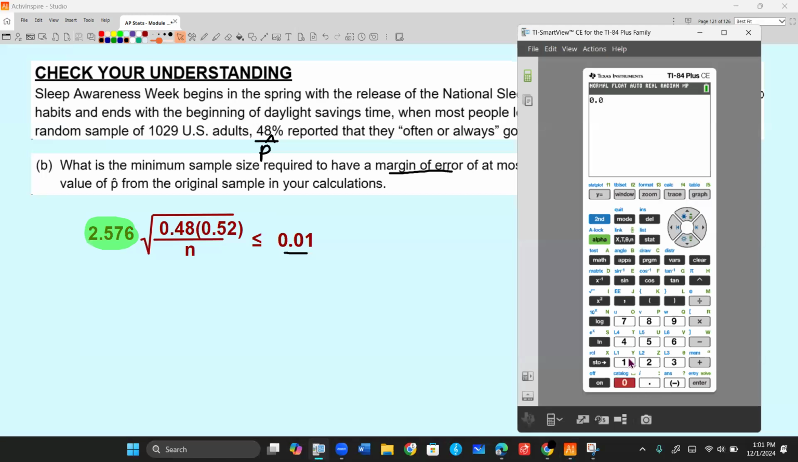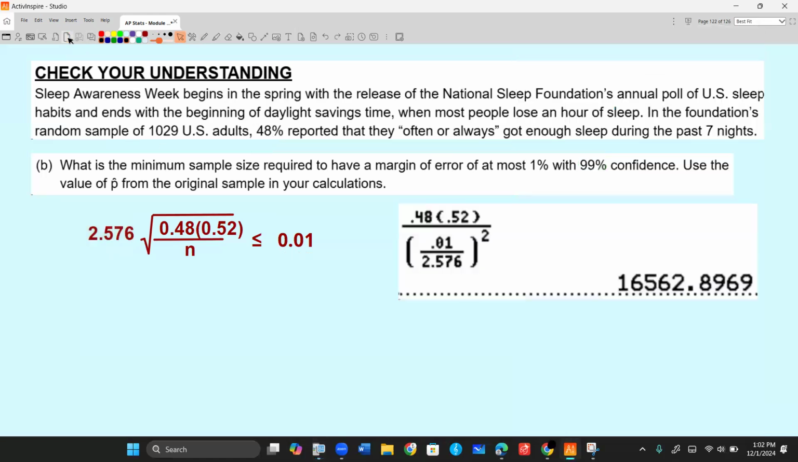So I'll do 0.01 and I'll divide by 2.576. And then I hit the x squared button. Then I do my proportions multiplied. So 0.48 times 1 minus 0.48, or you can do 0.52. And then I hit divided by, and then I scroll up and I press enter. And that's a large sample, 16562.89. So we're going to round that up to 16563. You can also do it in one operation in your calculator like this. So the smallest sample size would be 16,563.